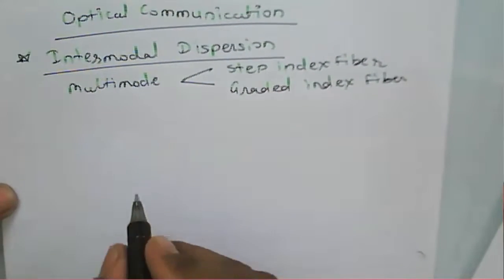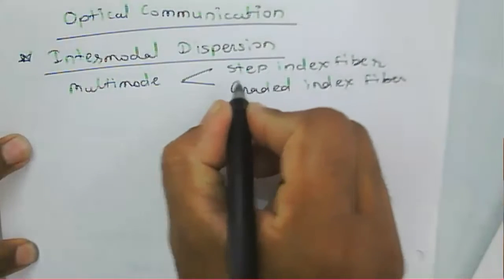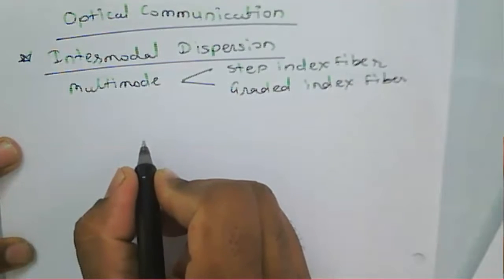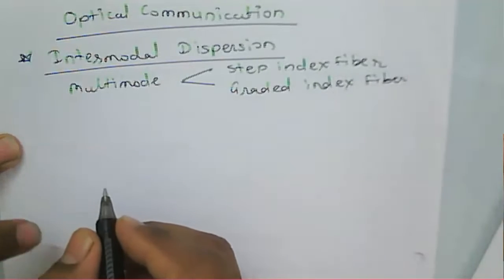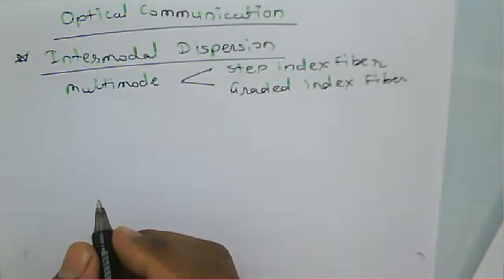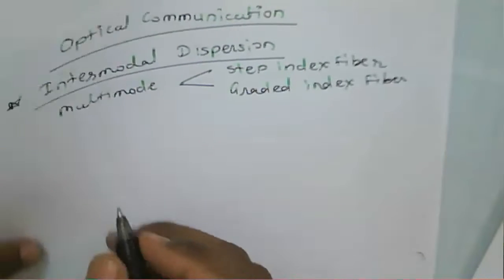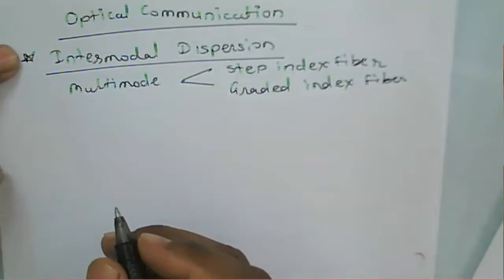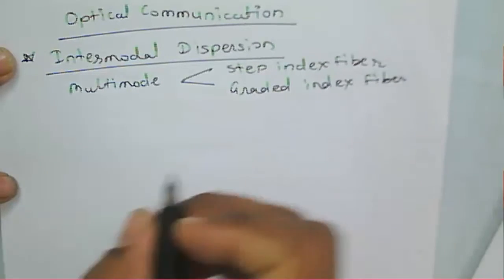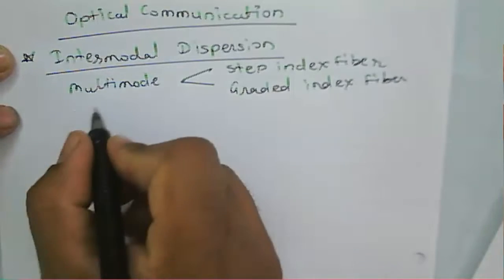Now, if you compare the step index fiber and the graded index fiber with respect to dispersion, the graded index fiber is better, and it has the greatest bandwidth of operation. Now, why is this graded index fiber good as compared to the step index fiber?